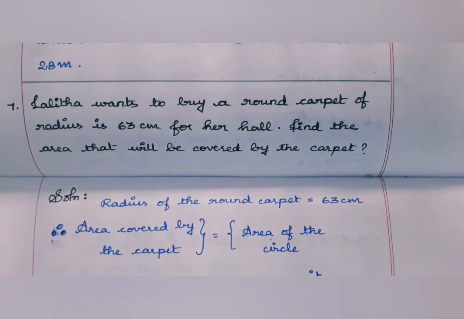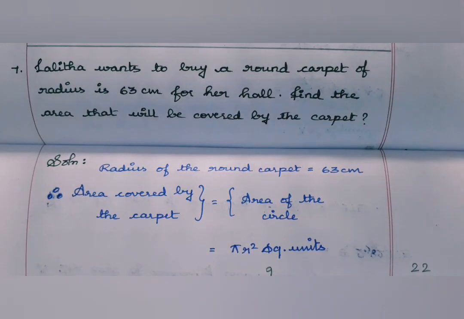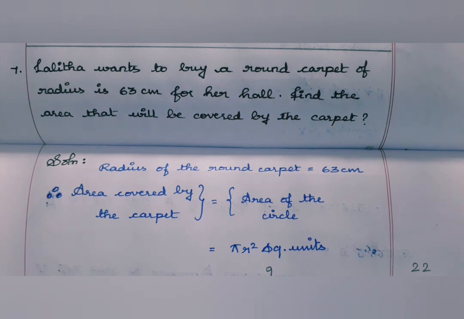Clear? Yes. Now 7th question, Lalita wants to buy a round carpet of radius 63 centimeter for her hall. Find the area that will be covered by the carpet, okay? So the hall will always be in the format of a rectangular shape.